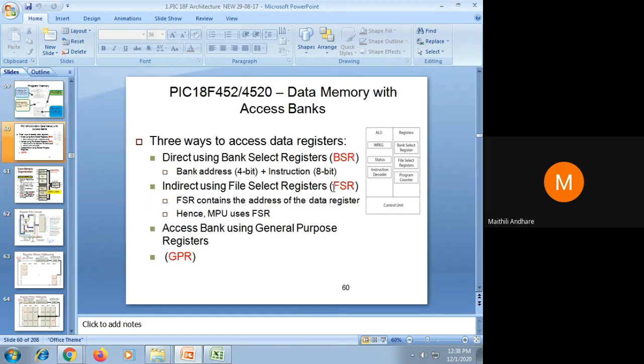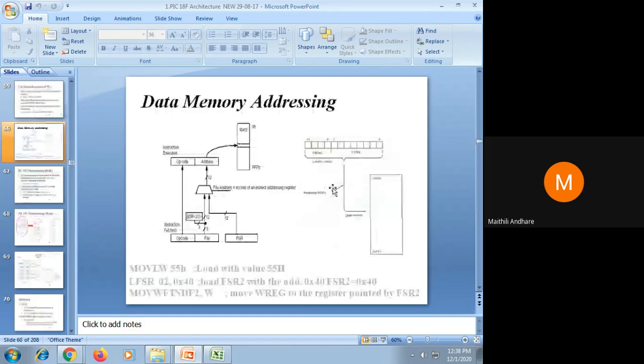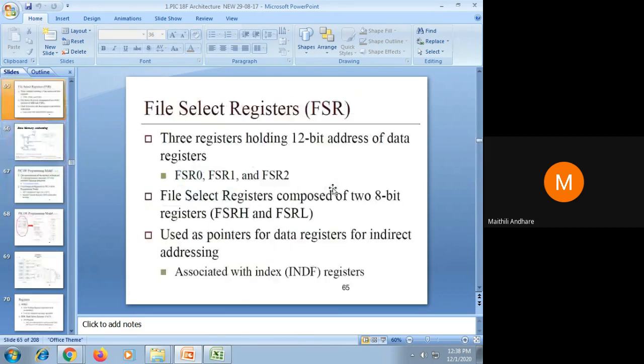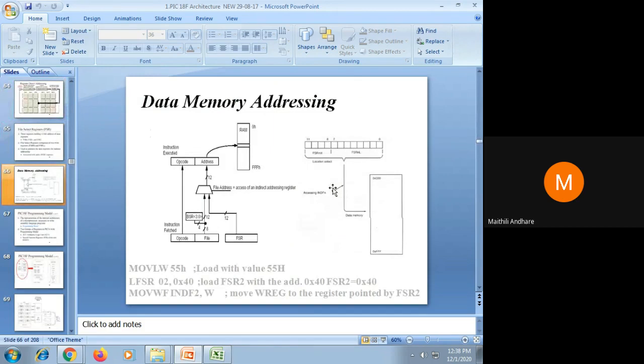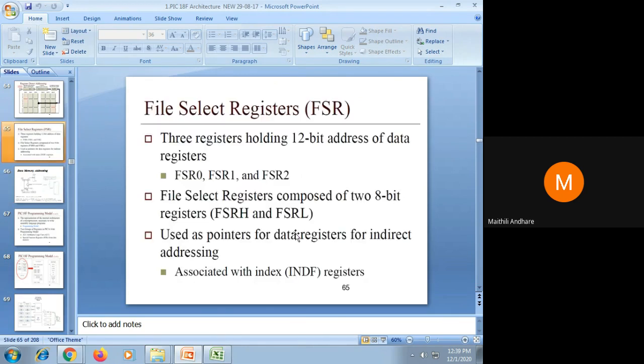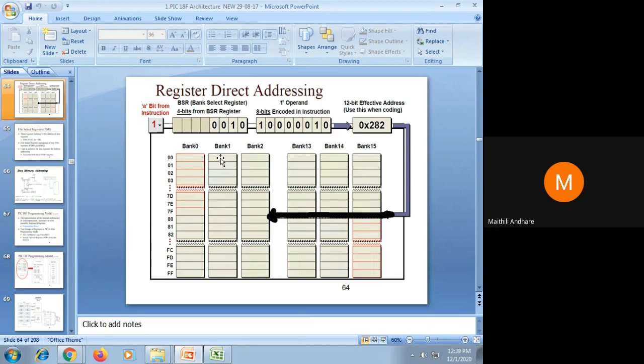Okay. Apart from that, in some cases, if the data memory is to be accessed indirectly, the FSR, file select registers, are used. According to that you can access the data memory, but the two important things are that you can access it by these two ways.